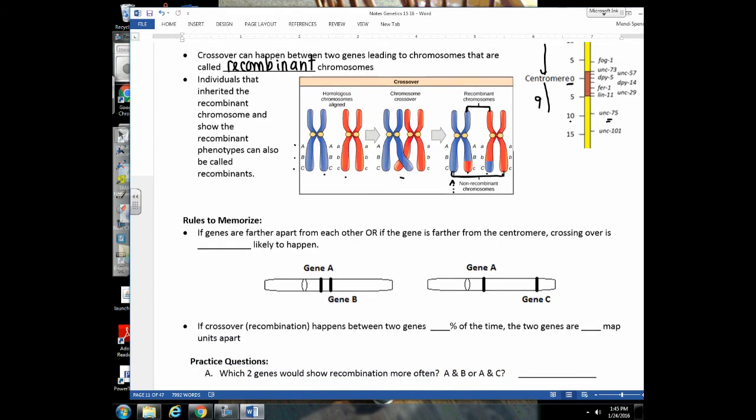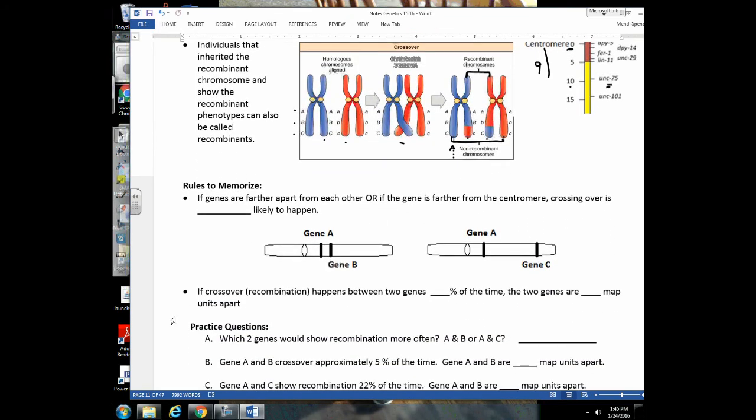Now here's a couple rules to remember about linked genes. If genes are farther apart from each other, or if the gene is a long distance from the centromere, then crossing over is more likely to happen. Now let's think about that. Here I have the locus of gene A and gene B, and then I have gene A again over here, and I have gene C. So let's determine which two alleles would show crossover more often. Well, if you think about it, to cross over gene A and gene B, we're going to have to break the chromosome here.